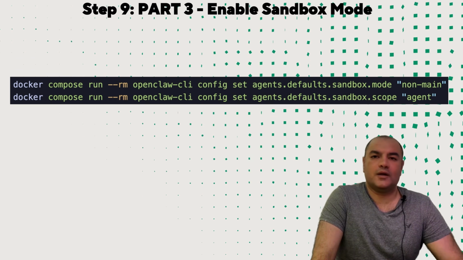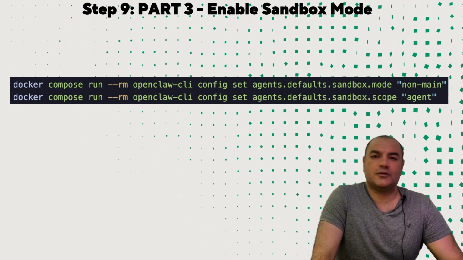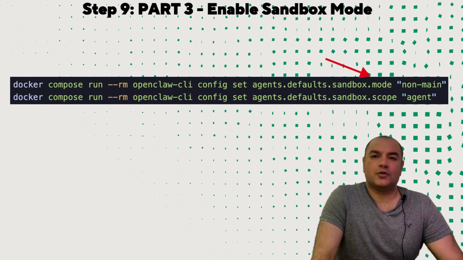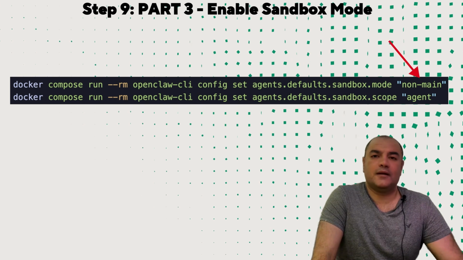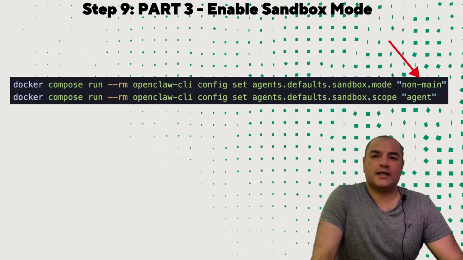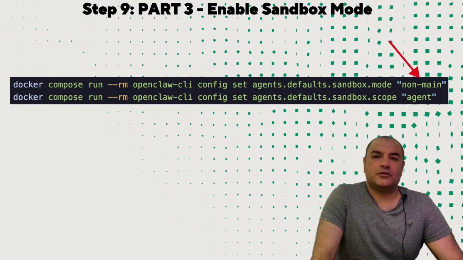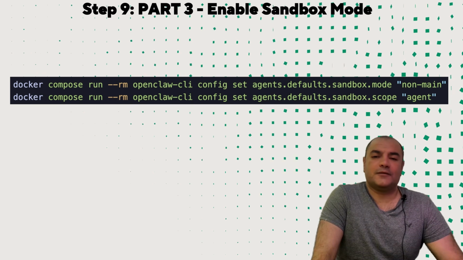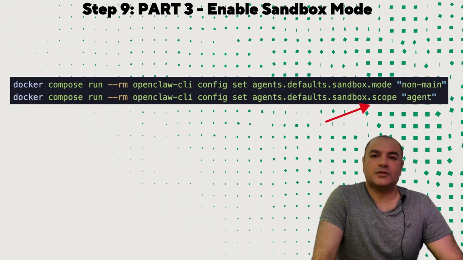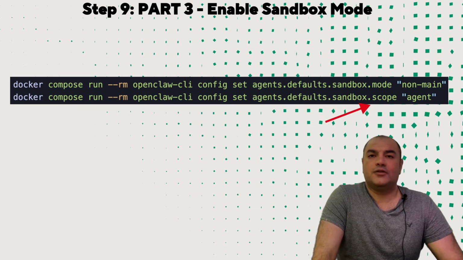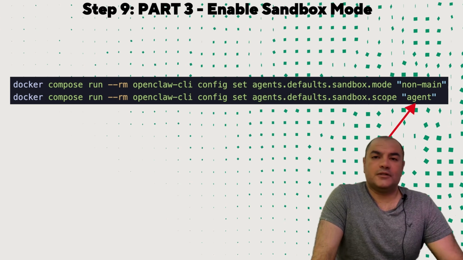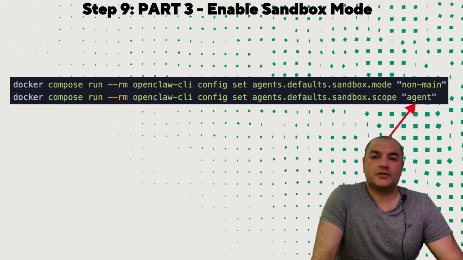Because OpenClaw has a two-layer sandbox system. Mode controls when sandboxing kicks in. Non-main means agents and group chats are sandboxed, but your direct messages, DM, have full access. Sandbox scope controls the isolation boundary. Agent means each agent gets its own sandbox.